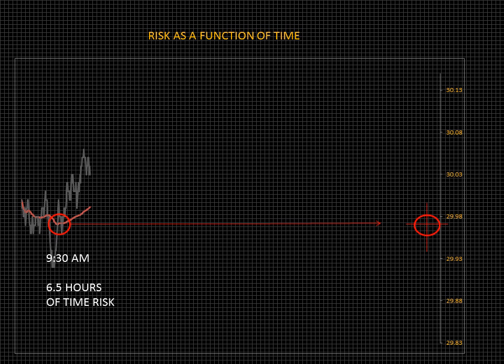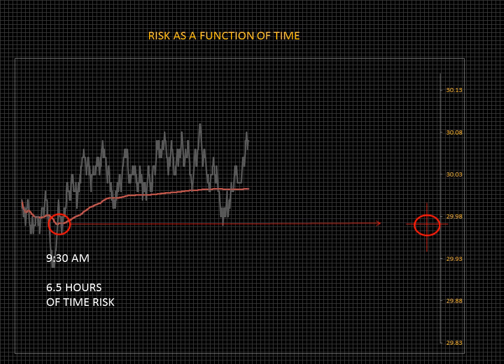Risk as a function of time. We know that the VWAP is a moving target. At 9:30, positions established at or near the VWAP carry 6.5 hours of time risk. What this means is that with 6.5 hours left to trade, an adverse move in the VWAP could in turn have an adverse effect on our arrival price.